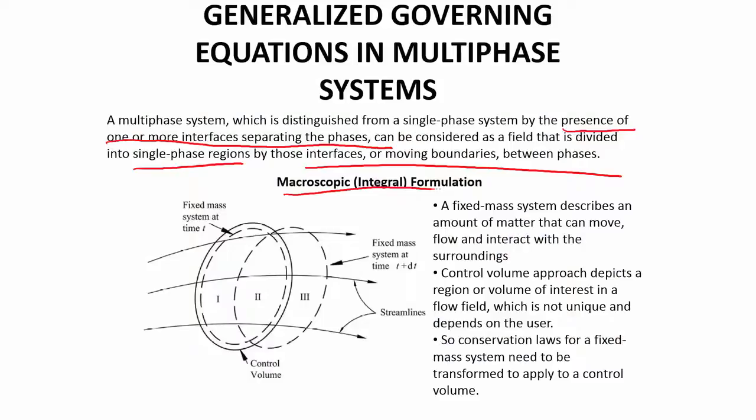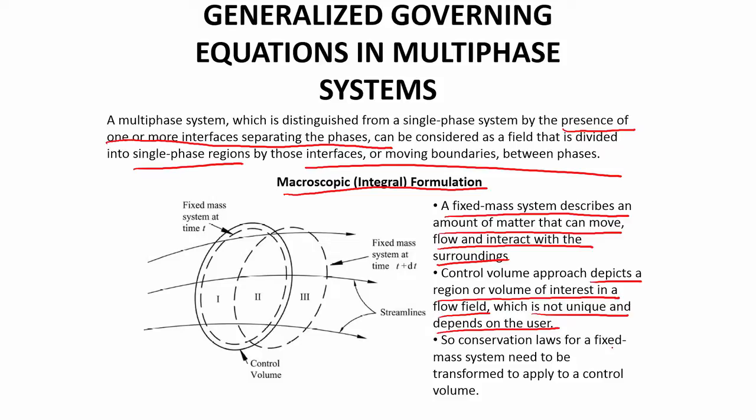Now, if you look at the macroscopic and integral formulation for this kind of method, a fixed mass system describes an amount of matter that can move, flow and interact with the surroundings. The control volume, however, depicts a region or volume of interest in a flow field, which is not unique and depends on the user. So, I can define my own control volume.